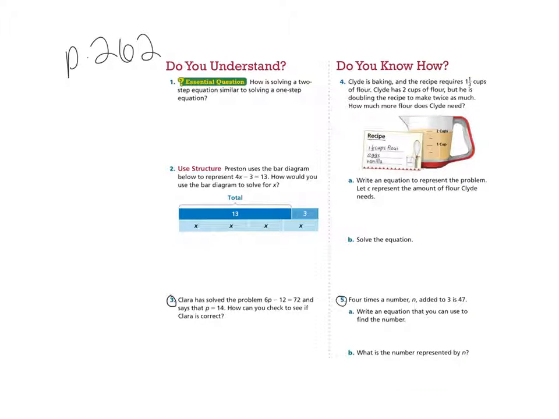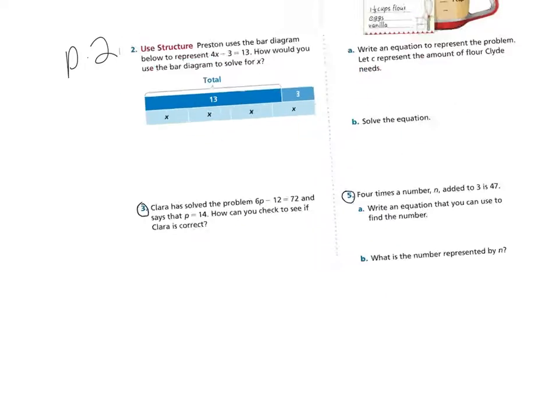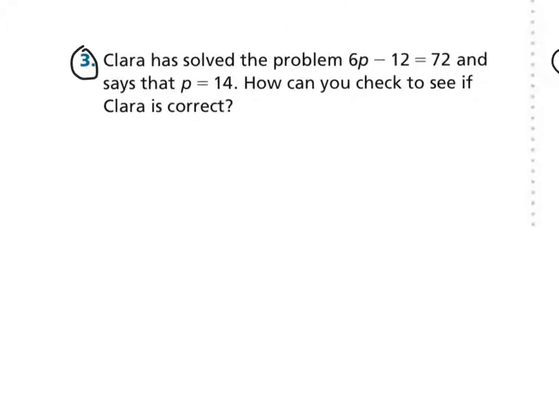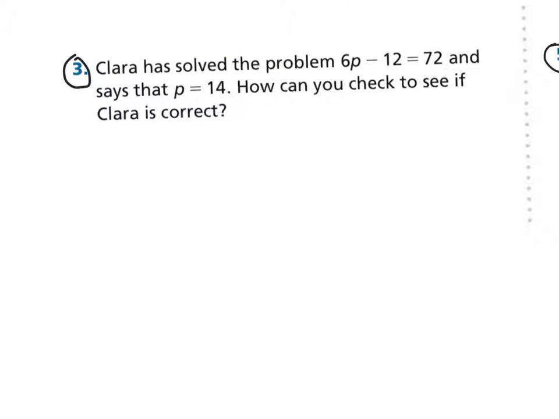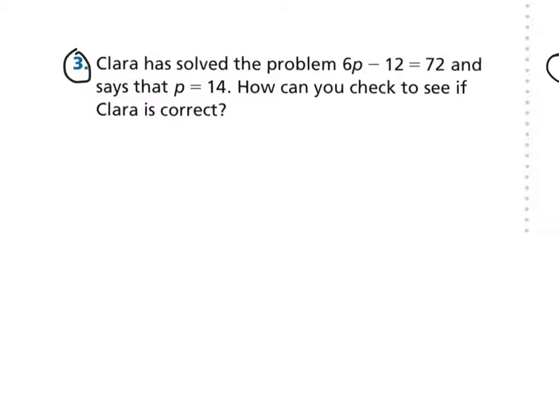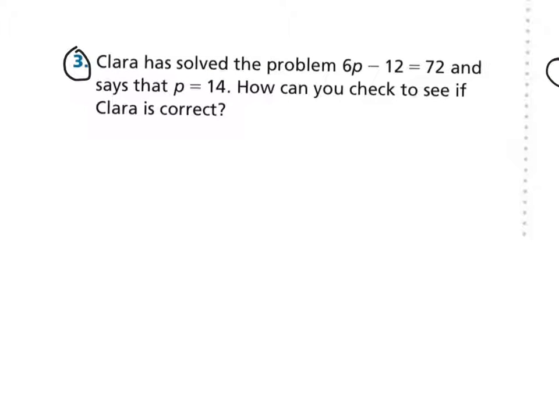So we look at page 262, number 3. Claire has solved the problem. 6p minus 12 equals 72. Says that p equals 14. How can you check to see if Claire is correct? So there are a couple of different options we have here.